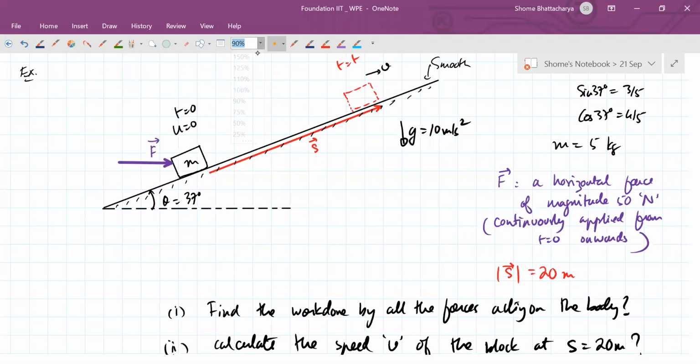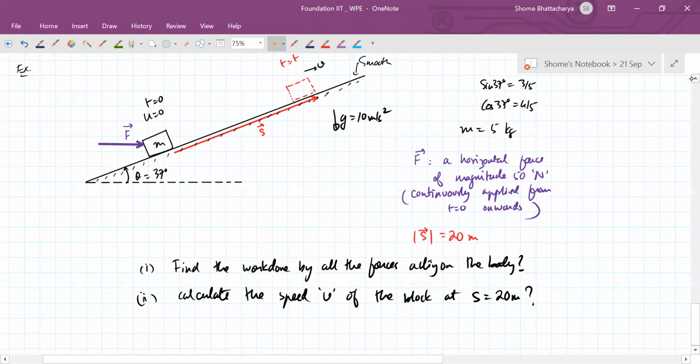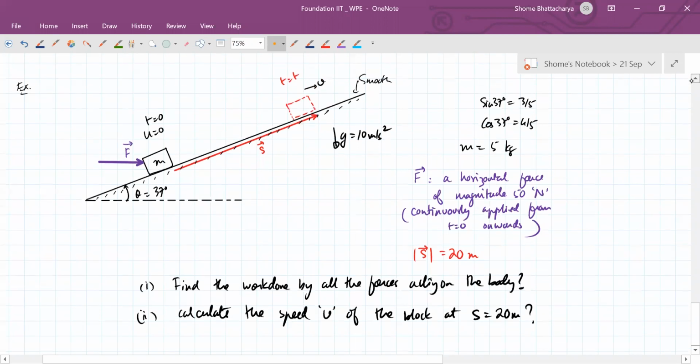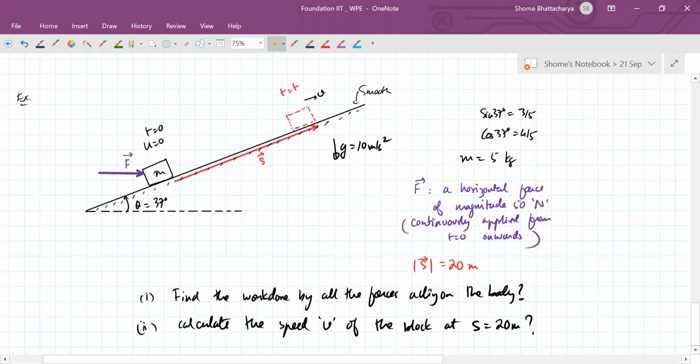So I'm just minimizing this for you a little bit. Okay. So understand that as the block is sliding along the inclined plane, we are continuously pushing it with that horizontal force. We don't make the force along the inclined plane. It's always horizontal. Okay. So during the time when it makes a displacement of 20 meters, now starting from rest at t equal to 0, what is the speed it reaches by the time it reaches the displacement of 20 meters? But before that, what is the work done by each of the forces?